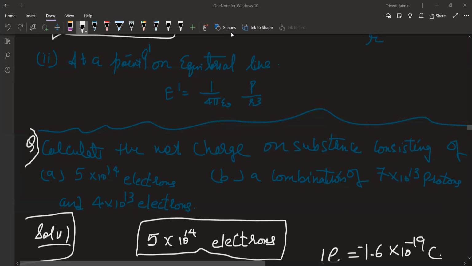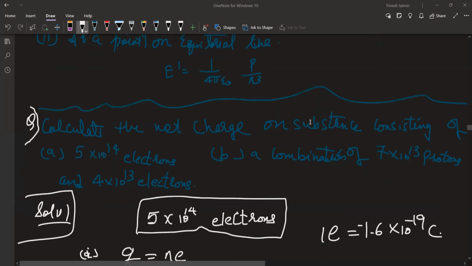Okay. Apply the formula Q equals N e. So we have 10 to the power 14 electrons, that is the number of electrons. Then find out Q: Q equals N e, where e is 1.6 into 10 to the power minus 19. Use that formula and find the first one. Similarly do the second one, but we have to do it separately because here both proton and electron are given. So the proton value will be plus, the electron value will be minus. And sum it. That's it. Nothing big here.